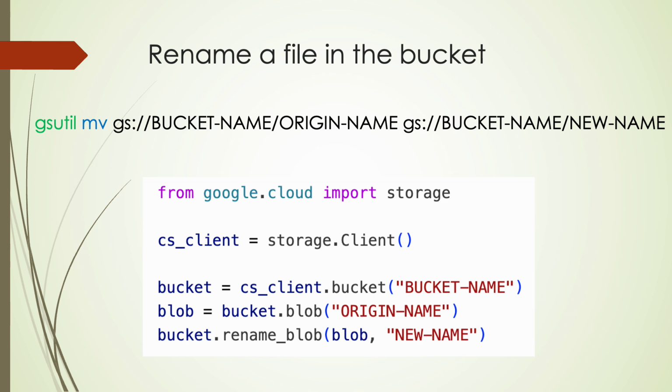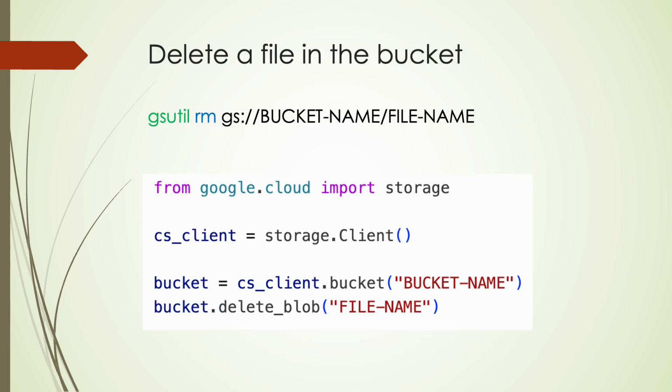Firstly, we can rename a blob in Google Cloud Storage with the mv command of gsutil and the rename_blob method in Python. Secondly, the gsutil command and Python code to delete a file in the bucket are also very similar to previous cases. Note that for the delete_blob method, the file name is specified. Technically, it should be the file path in the bucket.